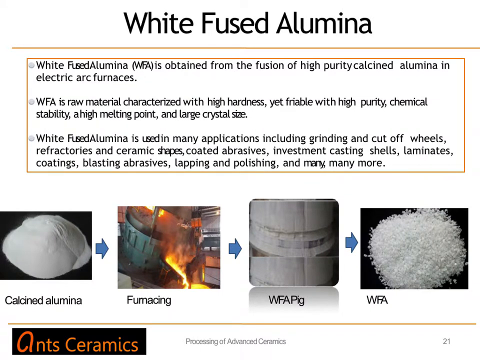So, white fused alumina is obtained from fusion of high purity calcined alumina in an electric arc furnace. White fused alumina is a raw material characterized by high hardness yet friability, with high purity, chemical stability, a high melting point, and large crystallite sizes. White fused alumina is used in many applications, including grinding and cut-off wheels, refractories, and ceramic shapes, coated abrasives, investment casting, sales, laminates, coating, blasting abrasives, lapping and polishing, and many other applications also.